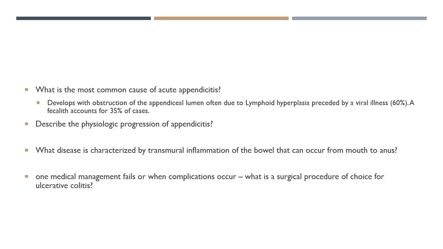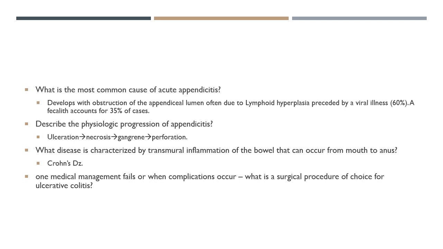So describe the physiologic progression of appendicitis. You're going to begin with ulceration, necrosis, progressing to gangrene, and ultimately perforation. So you have ulceration that leads to necrosis, leads to gangrene, and then ultimately perforation. So injury, dying, dead, broken, essentially. What disease is characterized by transmural inflammation of the bowel that can occur from mouth to anus? So transmural inflammation of the bowel from mouth to anus, Crohn's disease. So transmural, not typically associated with bleeding.